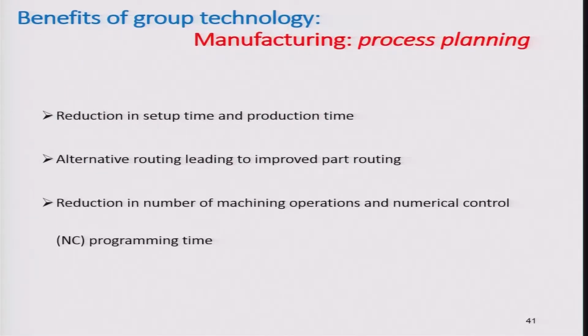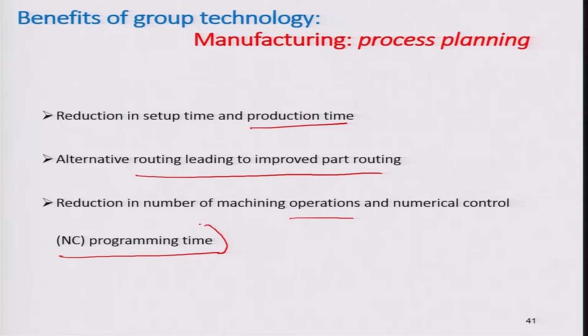There are other benefits in manufacturing process planning: reduction in setup time and production time, alternative routing leading to improved part routing, and reduction in the number of machine operations and numerical control programming time. So using group technology, process planning can be done.